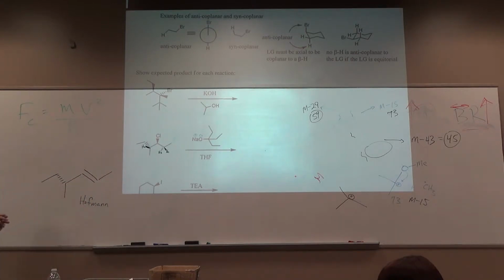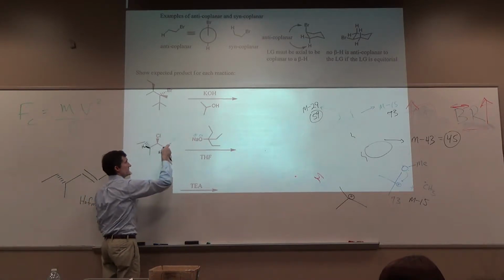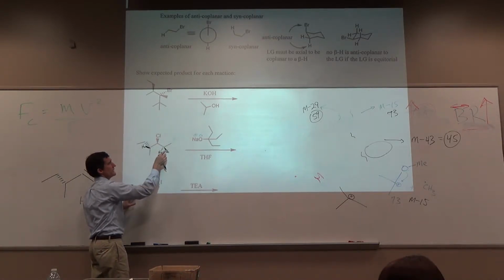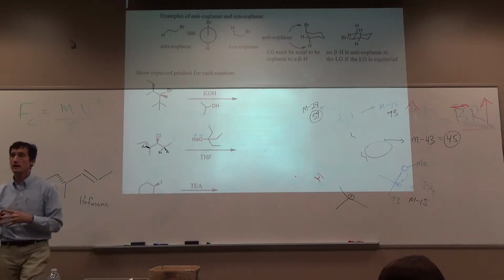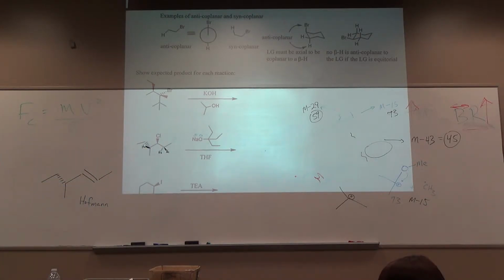This is less substituted. Okay, why did I draw a trans and not cis? It is more stable, but that's not necessarily the reason why. When the E2 elimination concerted mechanism takes place, the H and the chlorine have to be what? Anticoplanar. Which one is anticoplanar?